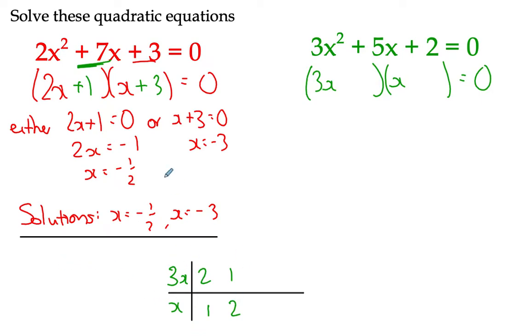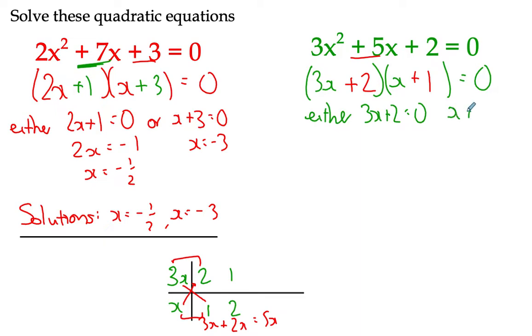So what have we got there? We multiply 3x times 1 is 3x, and x times 2 is 2x. Oh, hang on, they add together to give me positive 5x, and that's what I was looking for. So the numbers are 3x and positive 2, and x and positive 1. So you should have then said either 3x plus 2 equals 0, or x plus 1 equals 0. So x is negative 2/3, or x equals negative 1.